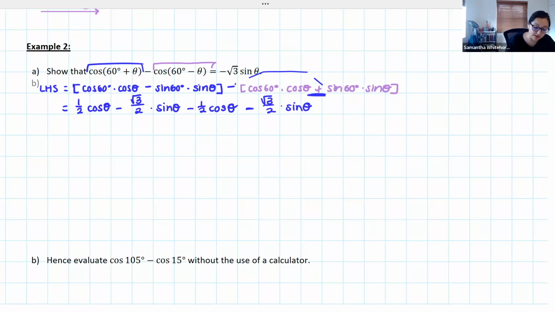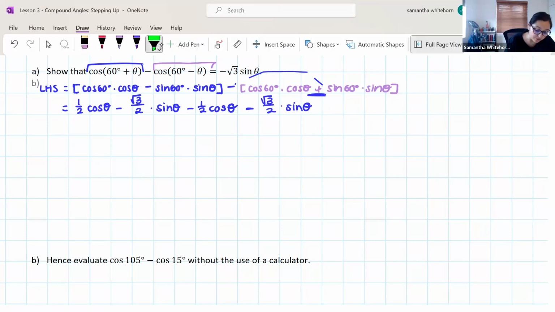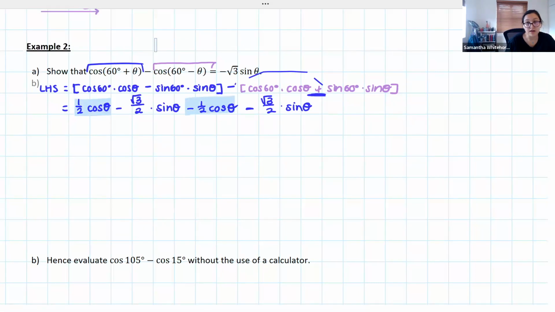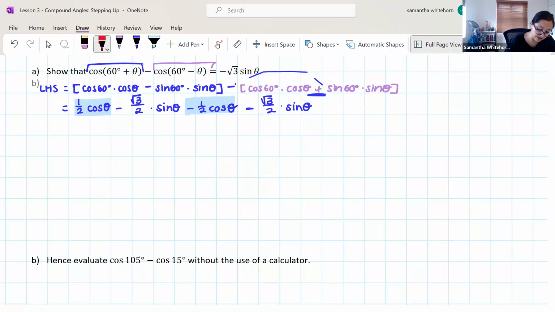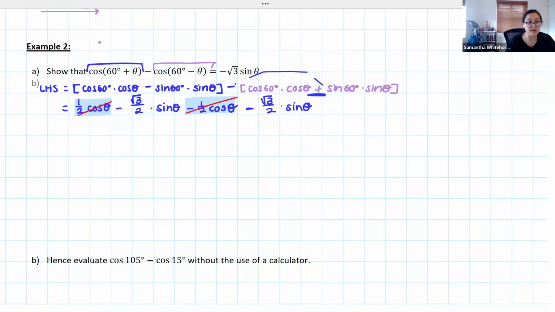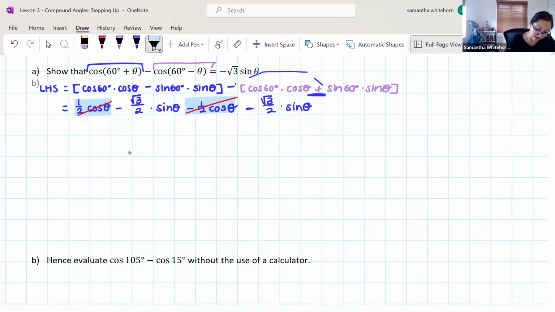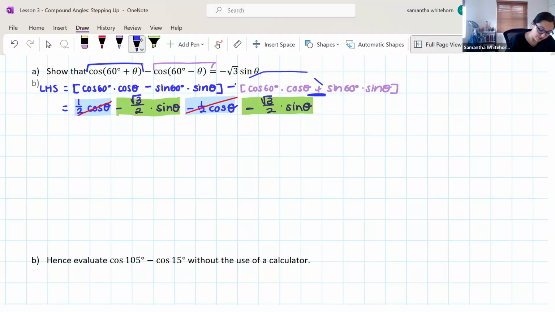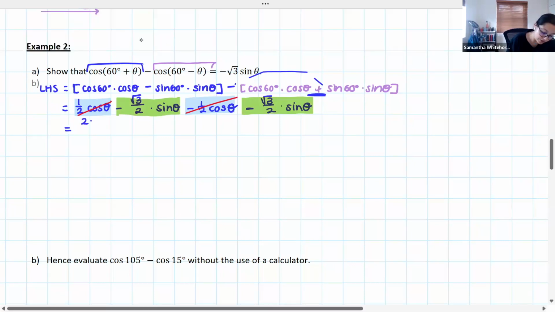You might have distributed the negative first and then dealt with things. It really doesn't matter, guys. Right, what I then see is that half cos theta minus half cos theta are like terms. And in this case, those like terms are additive inverses, so it becomes 0. What I'm left with are the like terms, negative 3 over 2 sine theta minus root 3 over 2 sine theta. So when you subtract both of them, you end up with 2 square root 3 over 2 sine theta.